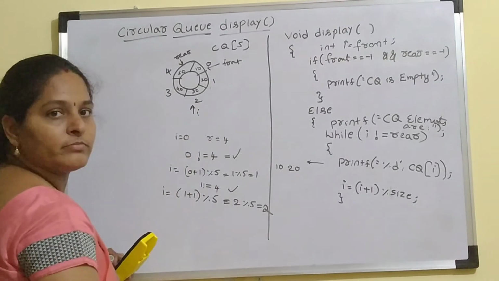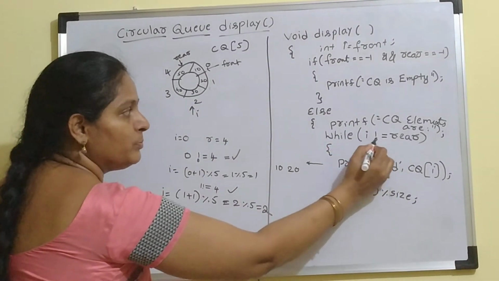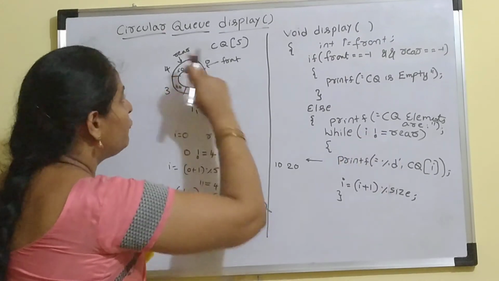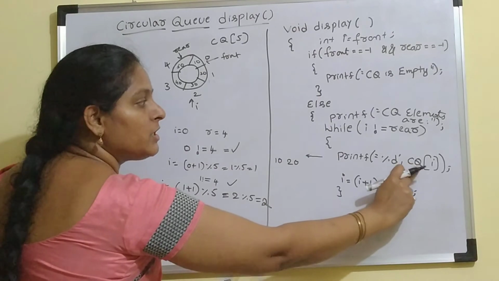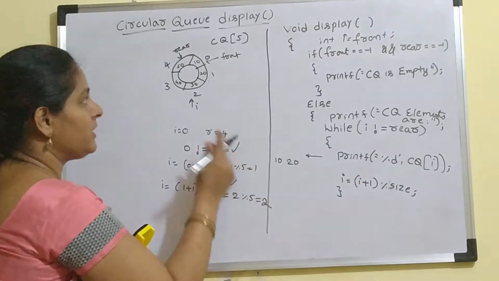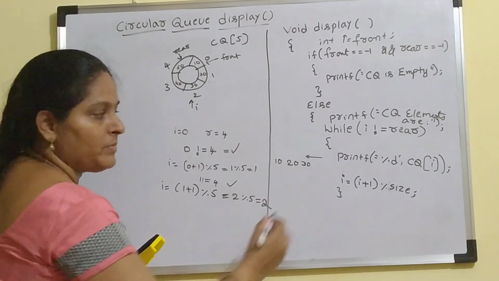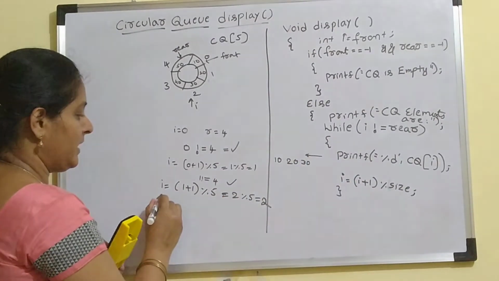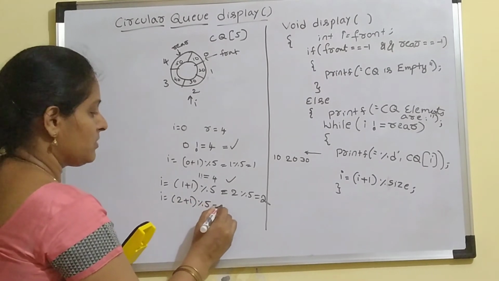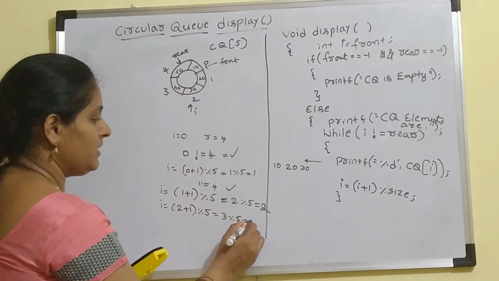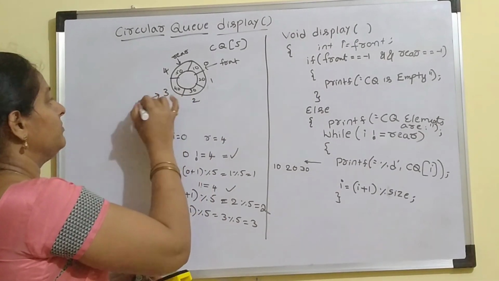So the I pointer moves to the second index. With that second index, again we will verify the while loop condition. 2 not equal to 4. Condition satisfied. We will enter into this loop. Then CQ of 2 value will be printed on the screen. CQ of 2 is 30. Next I value will be incremented. I equal to 2 plus 1 mod 5. So 3 mod 5, that is 3. Now the I becomes 3.